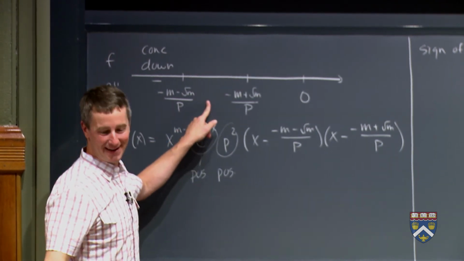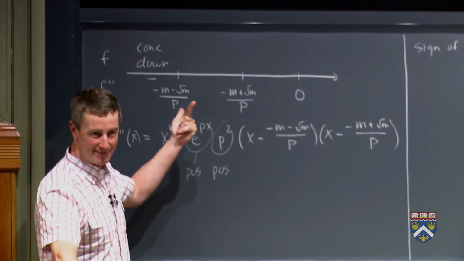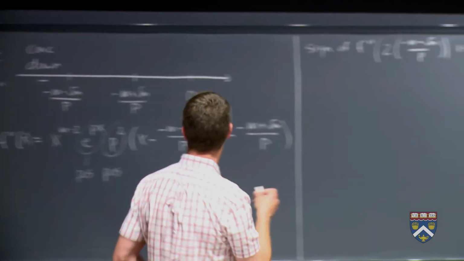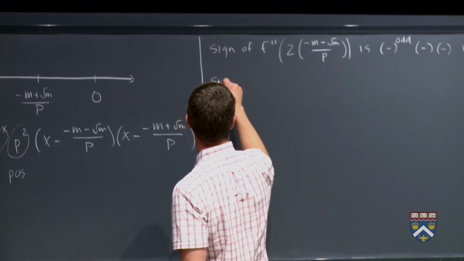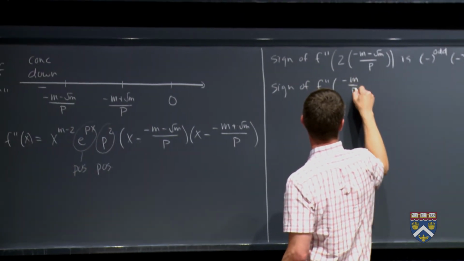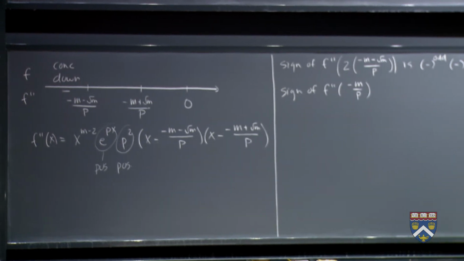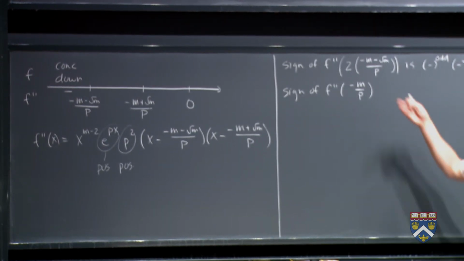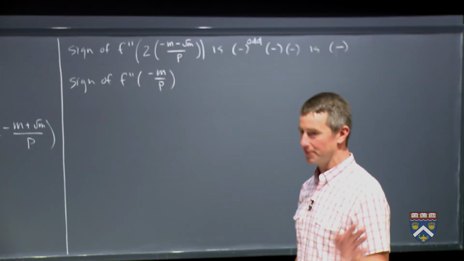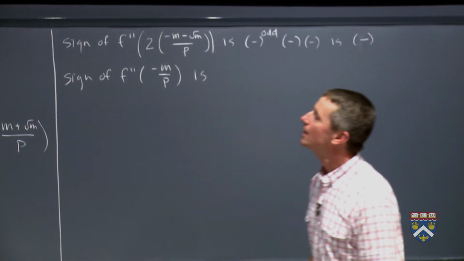All right, let's pick a number in between here and here. One way that's easy to pick a number between two other numbers is to take the average of those two. And when you average the two, the square roots will cancel each other out perfectly, and we'll just get negative m over p. So the sign of f double prime of negative m over p. That's halfway between the two roots in the quadratic formula. And you might find this familiar from the formula that you know for finding the vertex of a parabola. But we don't really need to worry about that right now.